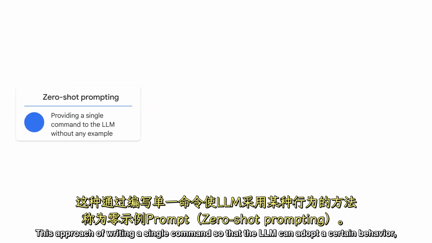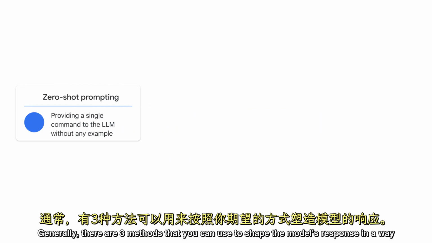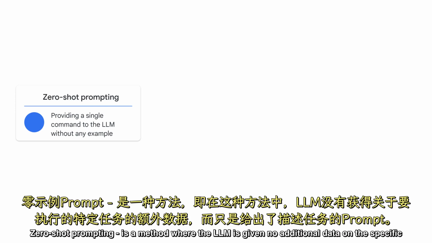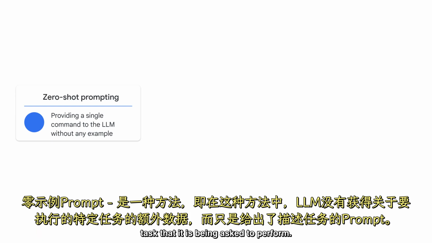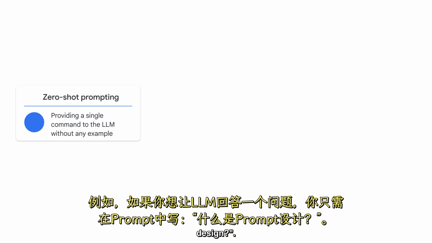This approach of writing a single command so that the LLM can adopt a certain behavior is called zero-shot prompting. Generally, there are three methods that you can use to shape the model's response in a way that you desire. Zero-shot prompting is a method where the LLM is given no additional data on the specific task that it is being asked to perform. Instead, it is only given a prompt that describes the task. For example, if you want the LLM to answer a question, you just prompt, "What is prompt design?"